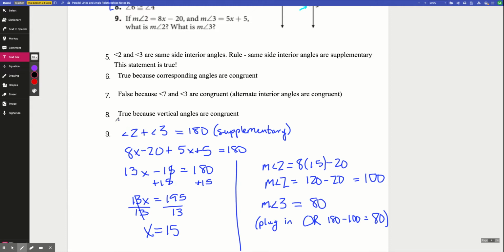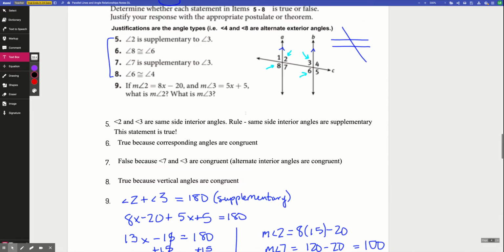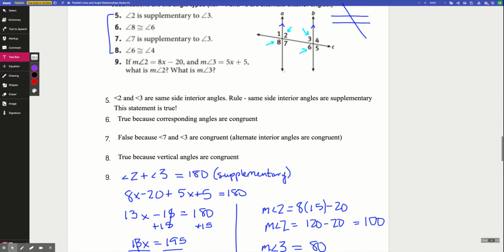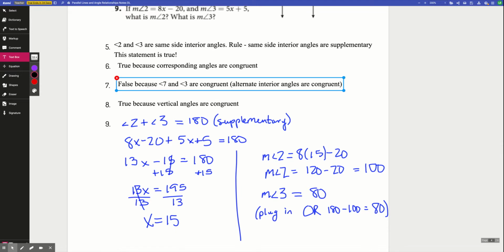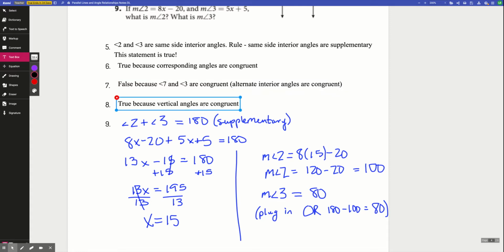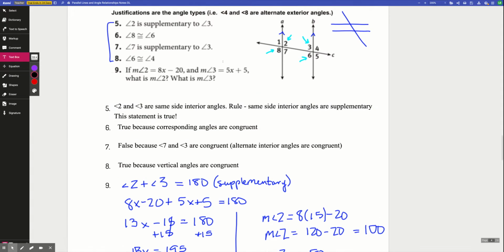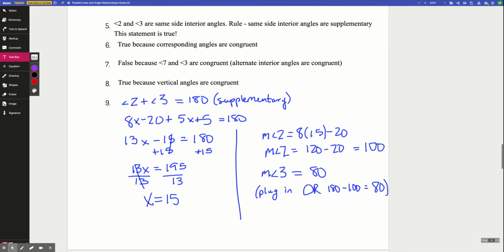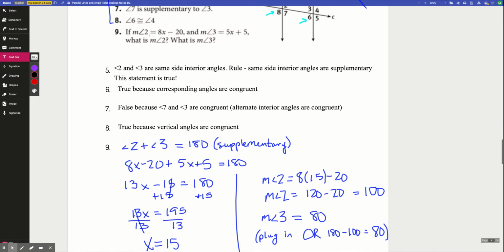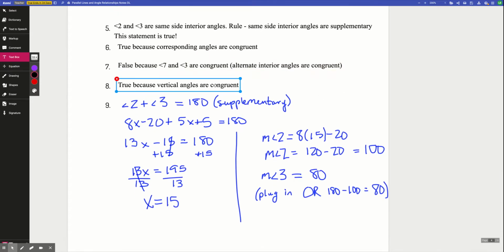All right, folks, so go ahead and check your answers for 7, 8, and 9, see how you did. So 7 said angle 7 and angle 3 were supplementary. That is false, okay? Angle 7 and angle 3 are alternate interior angles, so those should be congruent, okay, not supplementary. So this statement is false because 7 and 3 are congruent. Alternate interior angles are congruent. And then for number 8, the angle relationship between 6 and 4 is that they are vertical angles. Okay, and they said up here that 6 is congruent to 4, which is true because all vertical angles are congruent.